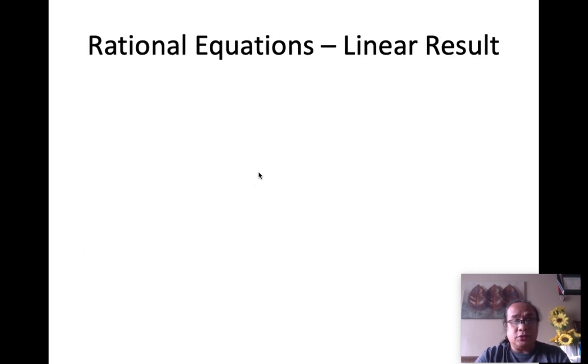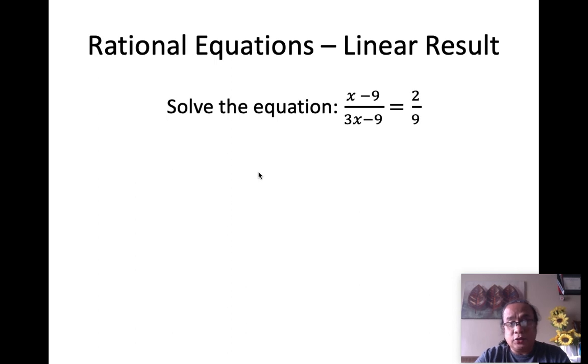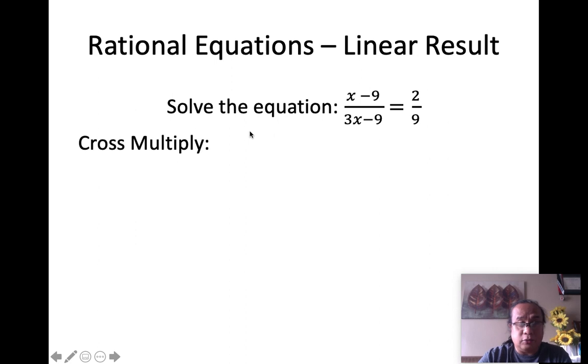Let's have an example. This is an example of a solution for a rational equation that results in a linear equation. Suppose you want to solve the equation x minus 9 over 3x minus 9 equals 2 over 9. This one uses cross multiplication. I multiply x minus 9 by 9 here, and 3x minus 9 with the 2 there. So that's the first thing, I cross multiply.